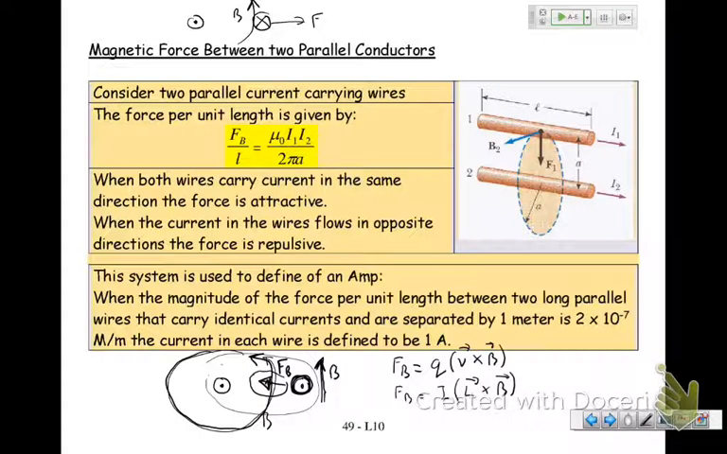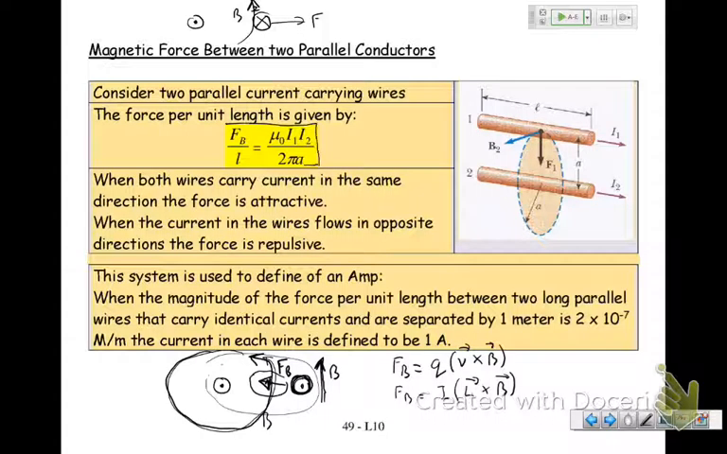So I imagine that one of the wires creates the magnetic field that the other one sits in. Then I say, all right, F equals Q V cross B. But if I want to know the actual force per unit length between these two wires, then I have to combine those. I end up with this equation.